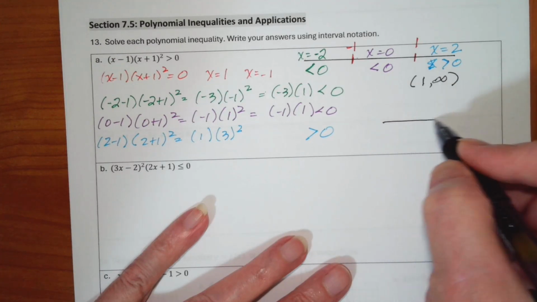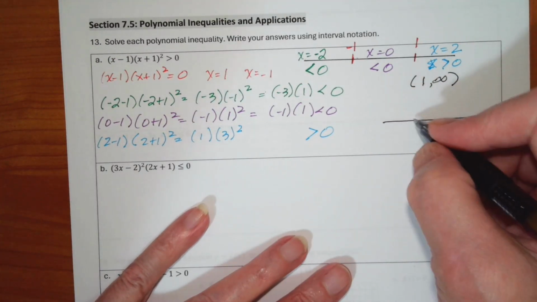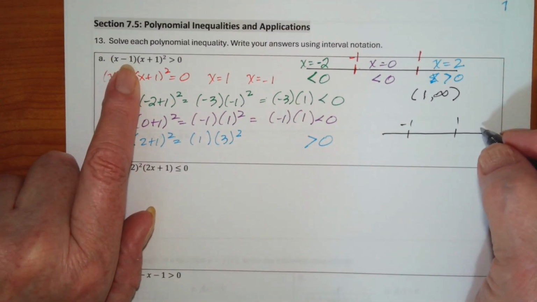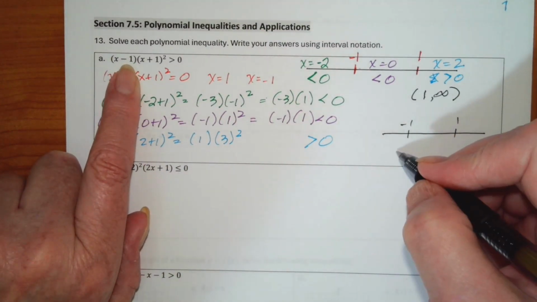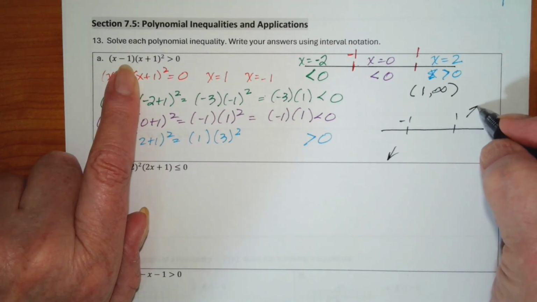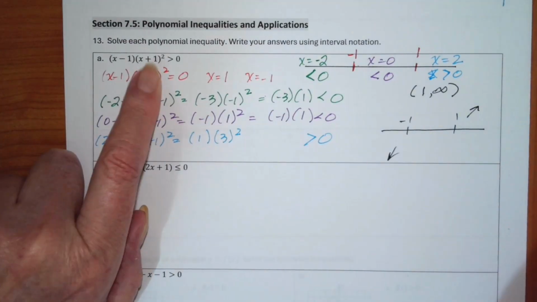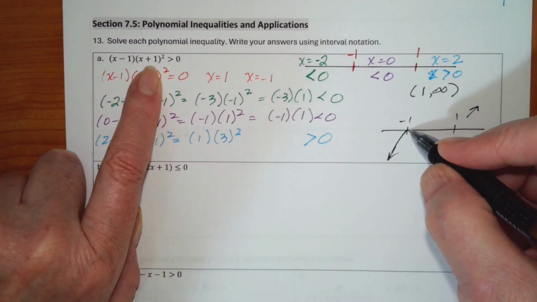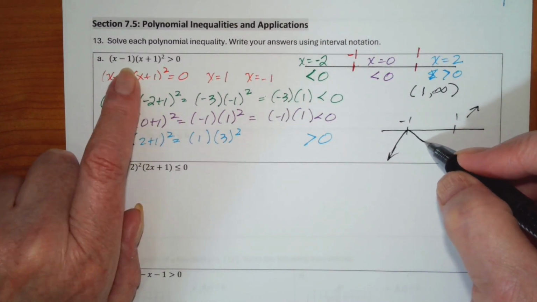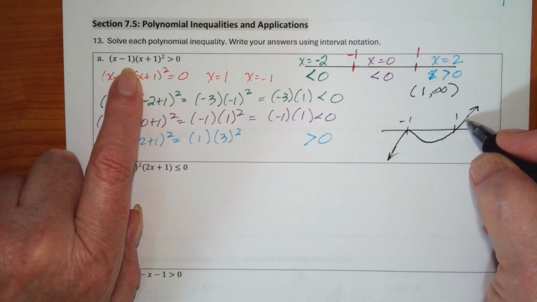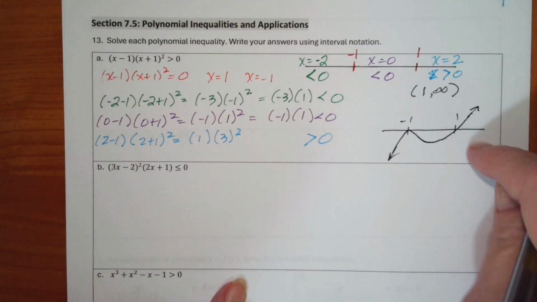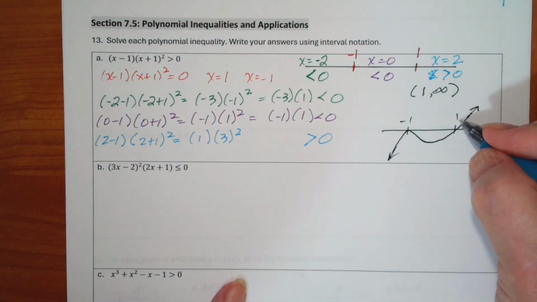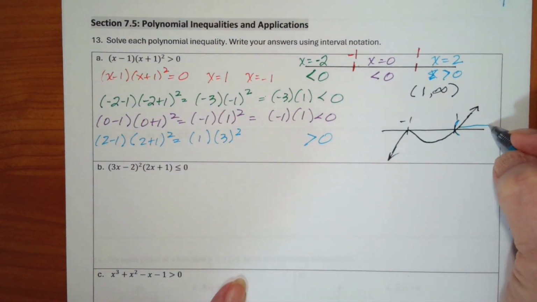Now, if I want to do a quick sketch of this, this is a cubic with a positive leading coefficient. That means this end goes down, this end goes up. At x equals negative 1, it bounces. So it comes up here, touches, and turns around and comes back. At 1, it crosses. So you can see that the only place that it is greater than 0 is from here over.